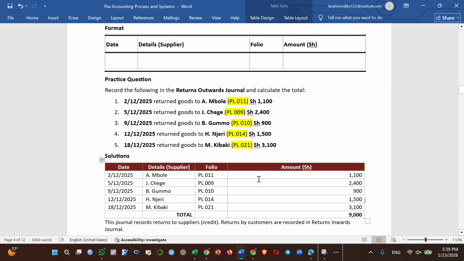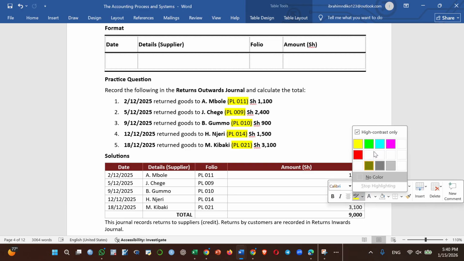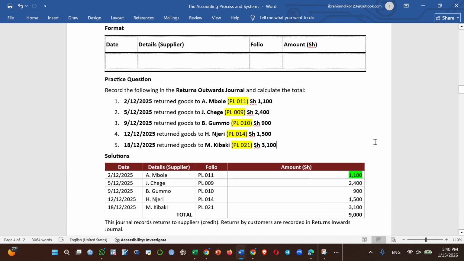Now, number one is the 2nd of December. Ambole, that's our supplier. The folio number is PL11. Then you record the amount. You can see it here. This one, 1,100. You can see it is here.